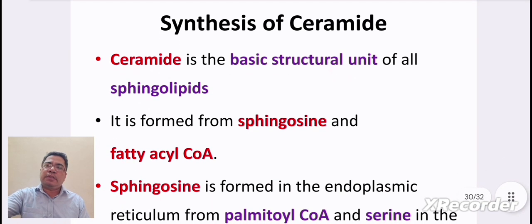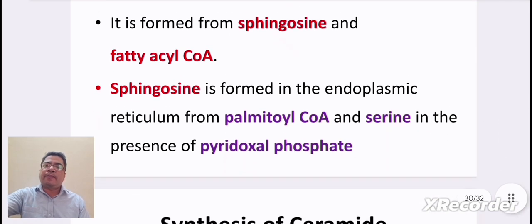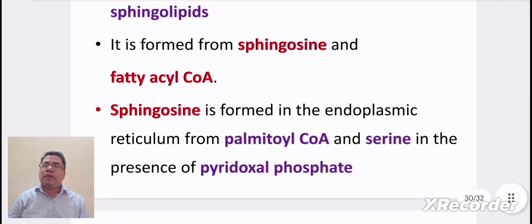Coming to synthesis of ceramide. Ceramide is a basic structural unit of all sphingolipids. It is formed from sphingosine and fatty acyl-CoA. Sphingosine is formed in the endoplasmic reticulum from palmitoyl-CoA and serine in the presence of pyridoxal phosphate.